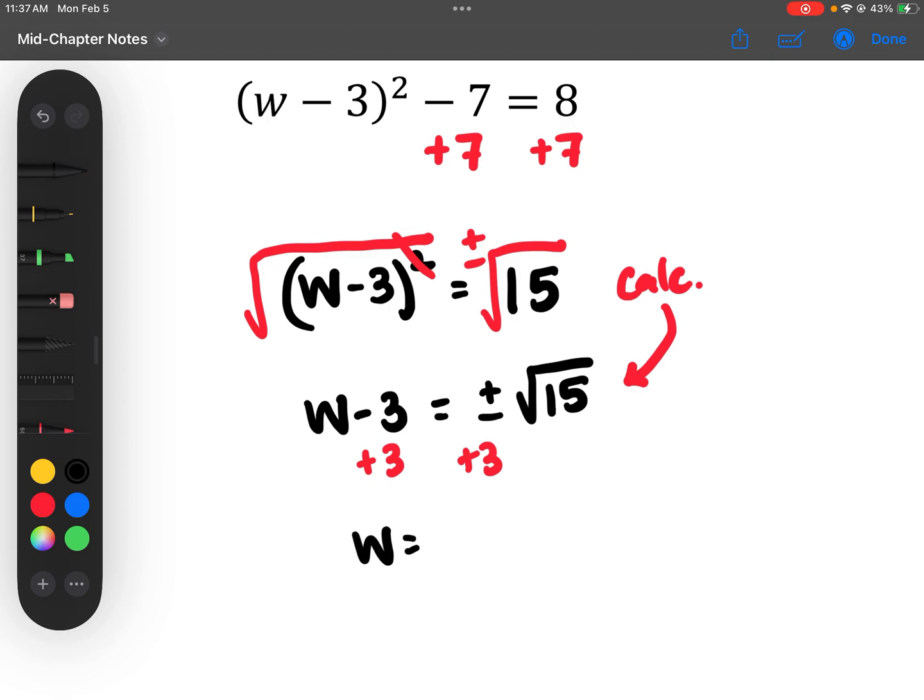So on our final answer, we'd write this as w is 3 plus the square root of 15. And then the other one would be 3 minus the square root of 15.